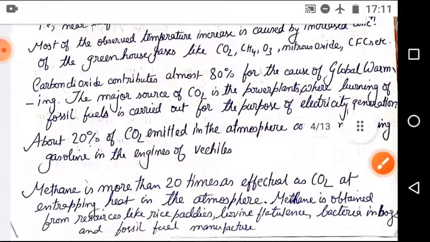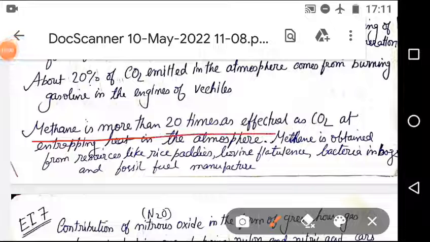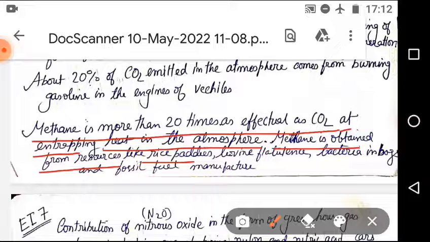Methane. Methane is more than 20 times as effectual as carbon dioxide at entrapping heat in the atmosphere. So if you compare carbon dioxide with methane, methane is more potent, a more dangerous greenhouse gas. It can trap much more heat compared to carbon dioxide. Methane is obtained from resources like rice paddies, bovine flatulence, bacteria in bogs, and fossil fuel manufacture.